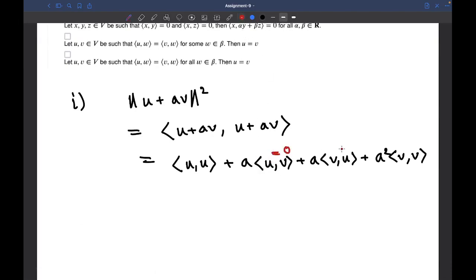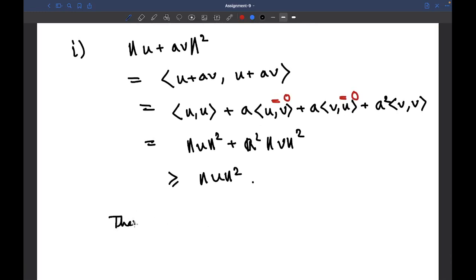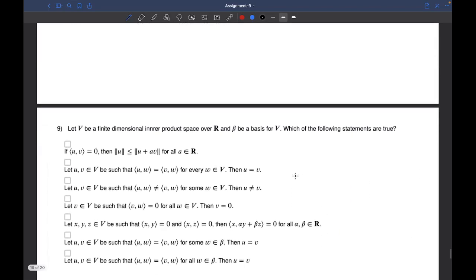Note that these two are 0, right? So therefore what you will get is norm U squared plus a squared norm V squared, which is always greater than norm U squared, right? So what we have got: norm of U plus aV, taking the square root, is greater than norm U. So this we have proved for all a in the real numbers. So option number 1 is correct.